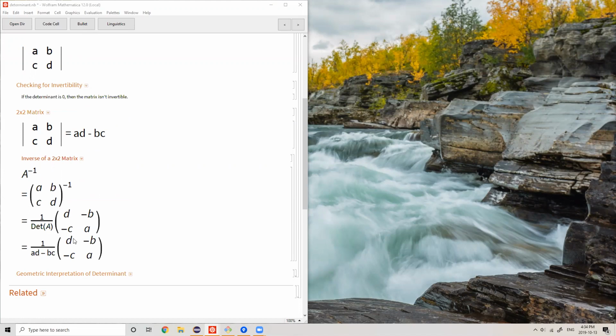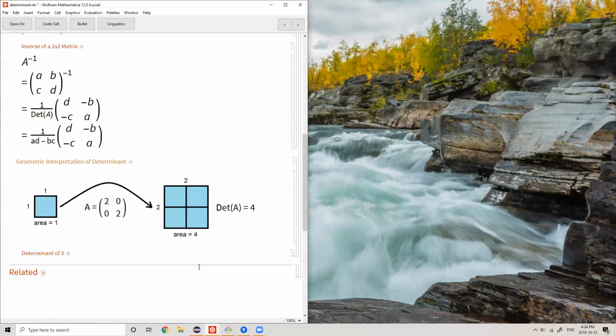Notice that we swapped A and D, and likewise A and D are grouped in the determinant. Notice also that we made B and C negative, and likewise B and C are grouped in the determinant and negative.